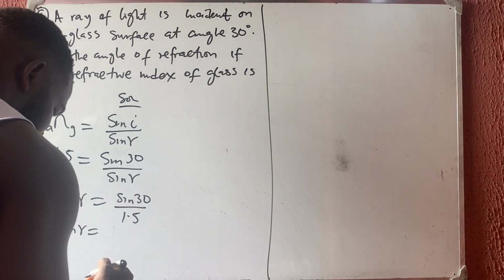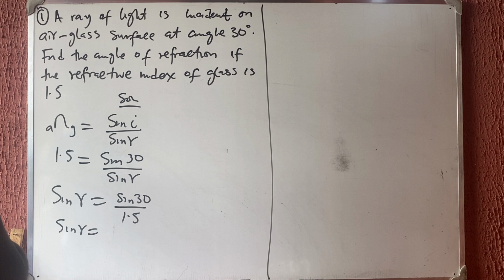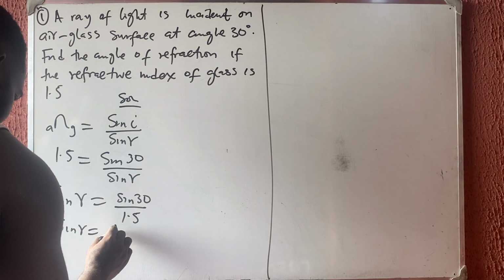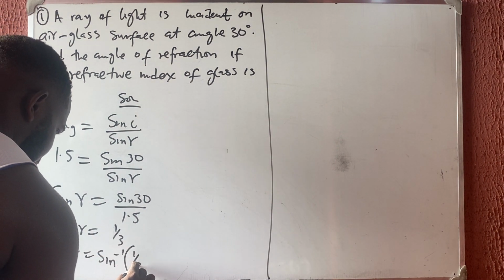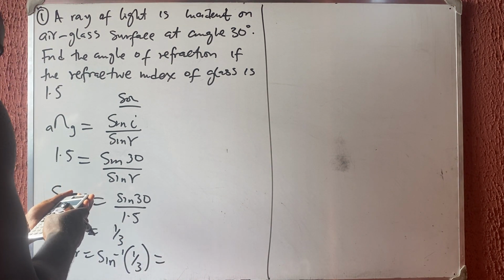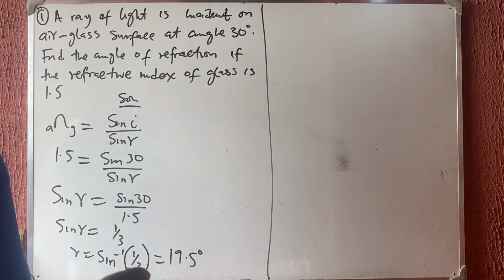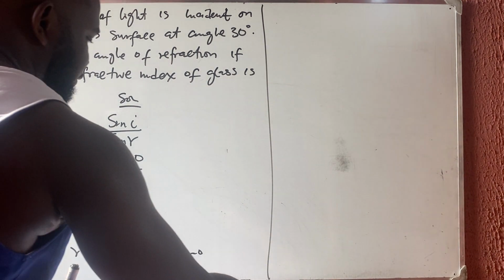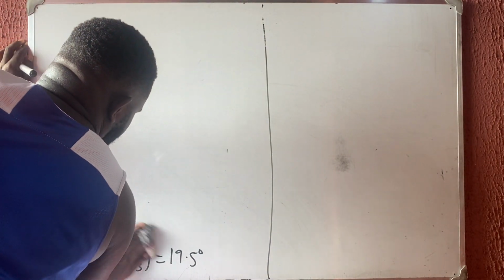So sine 30 divided by 1.5. So I'm having 1 over 3. So my R will now be the sine inverse of 1 over 3, which is equal to sine inverse of my answer. I'm having 19.5 degrees. 19.5 degrees. Very, very simple. All right, so go to the next question.